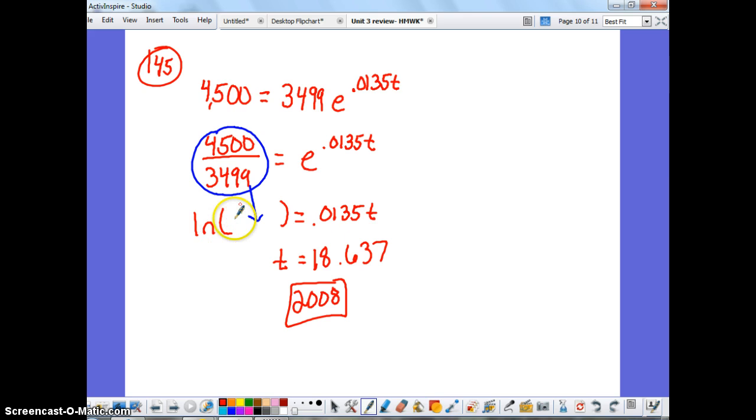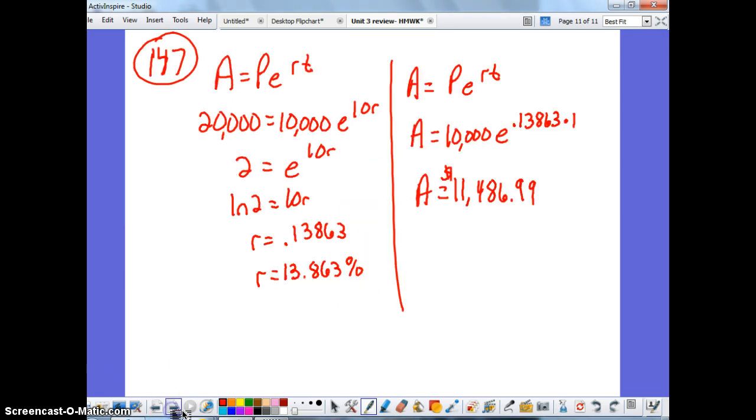When I rewrite this, it's going to be ln of that answer. You can see I wrote that there in blue. Of that, 0.0135, divide by that 0.0135, and you get 18.637. It had asked what year would this occur. It started in 1990, so that's 18 years after 1990, so that would be 2008. Looks like about halfway, a little past halfway.